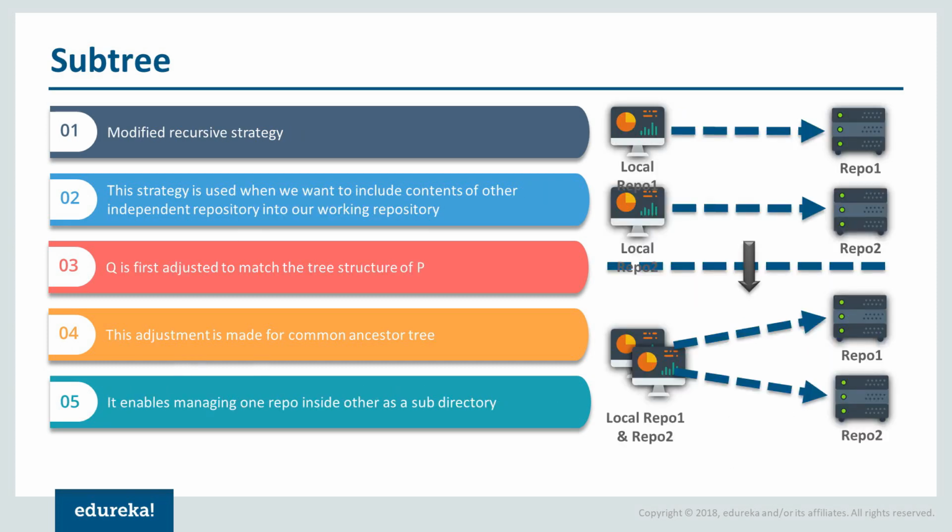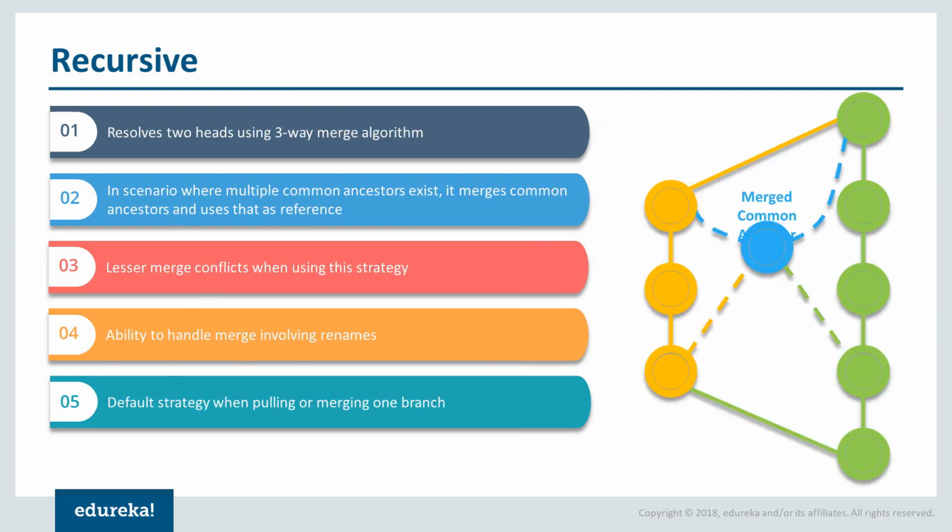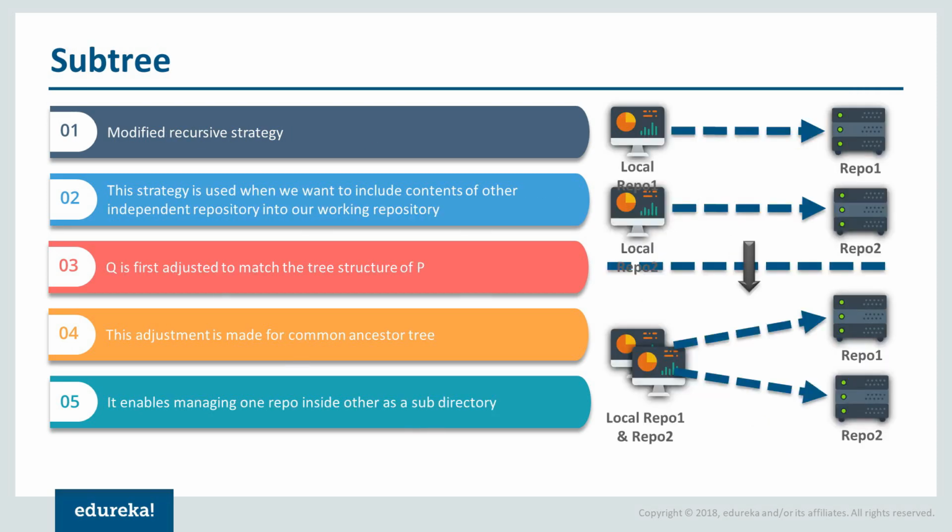So this is the modified recursive strategy. We already saw what recursive is, wherein we have a common ancestor, and this is the default strategy that is used when we are pulling or merging branches. While in subtree, we use it when we want to include the content of another independent repository into our working repository. For example, we have two repositories and the first one is independent and we want to include it into a working repository. So Q is first adjusted to match the structure of P.